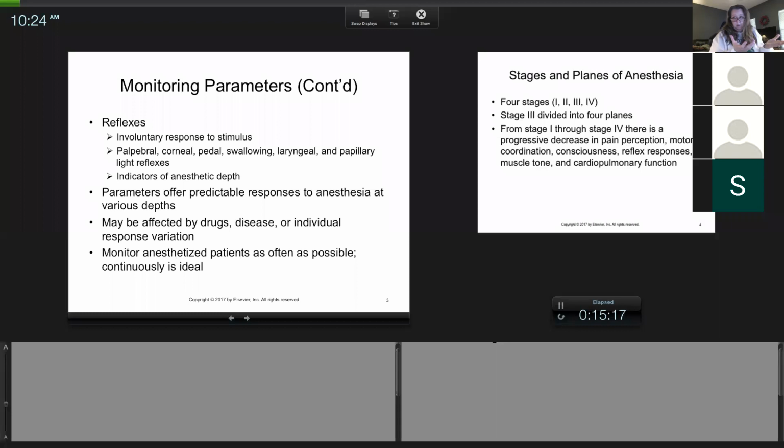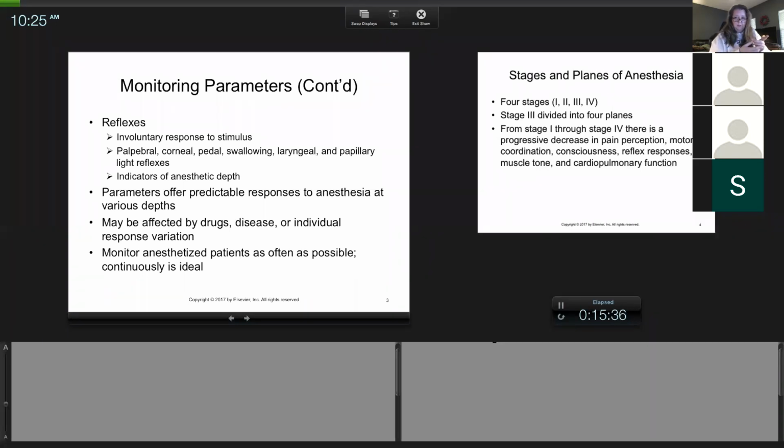Yes, Miranda, everything slows down with anesthesia. I expect a lower heart rate. I expect a lower respiratory rate. I expect diminished reflexes. It's the degree that these are diminished that is important to me.